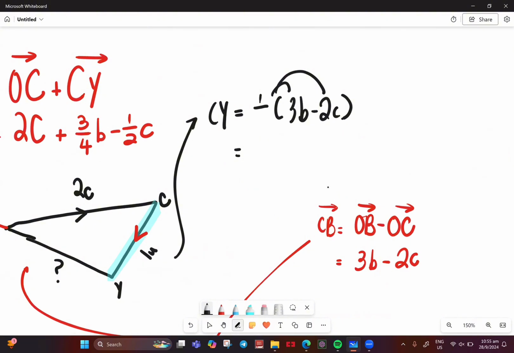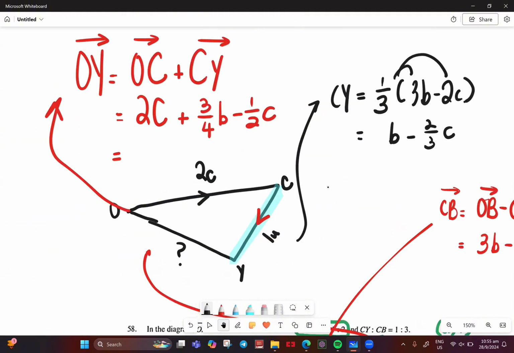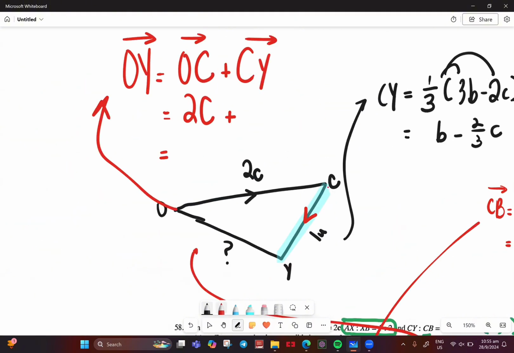So what more you have to check? Cancel 1/3 over here. I apologize for that. So 1/3 times 3, that becomes B, right? Minus 1/3 times minus 2, that becomes negative 2 over 3C. Am I making sense? All right, so that's my CY. I want to change my CY to B minus 2/3 C.